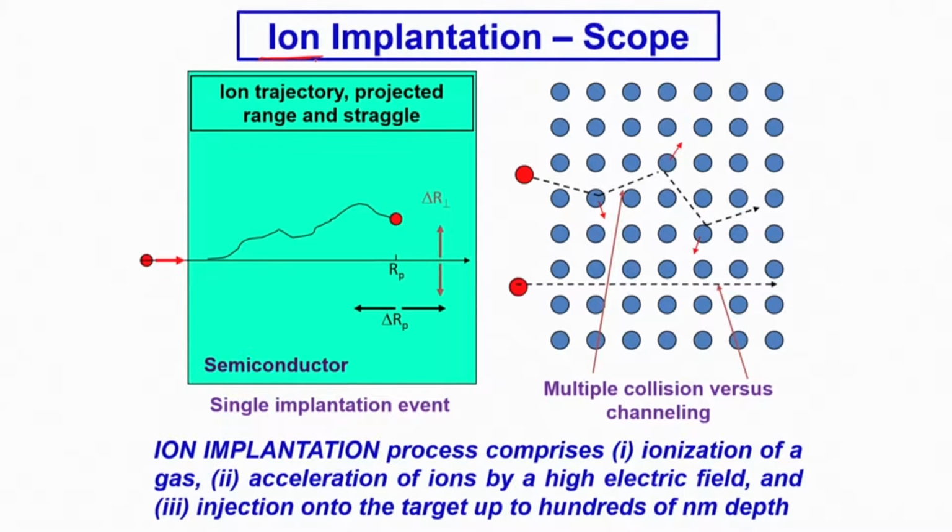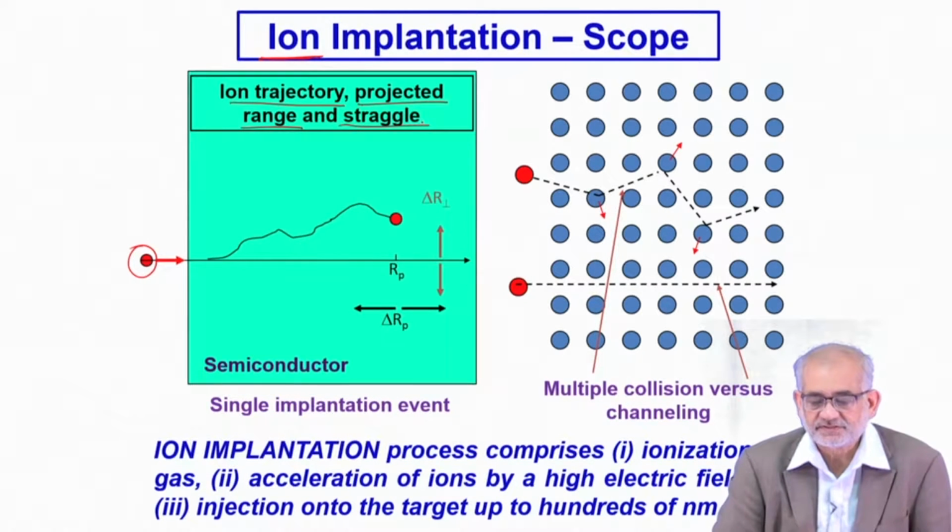While we try to introduce new species, we have to worry about the trajectory that the incoming ion takes while entering into the surface, the range, the projected range unto which it actually goes inside, and the straggle, the spread that it encounters during the process of entering into the surface.